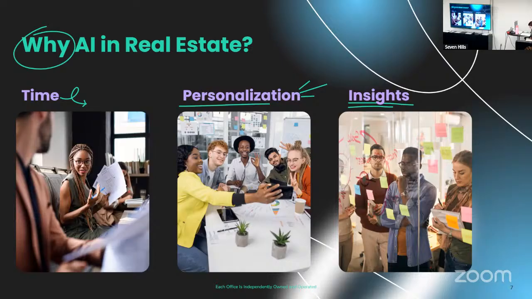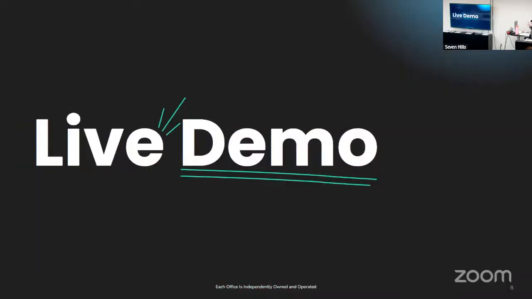I love this quote. AI empowering you to be more efficient, more effective, more insightful, and ultimately more successful. Okay? So we're going to stop talking, and now we are going to look at how agents and beyond are already using this tech. We're going to do a live demo. So who enjoys writing their listing descriptions?